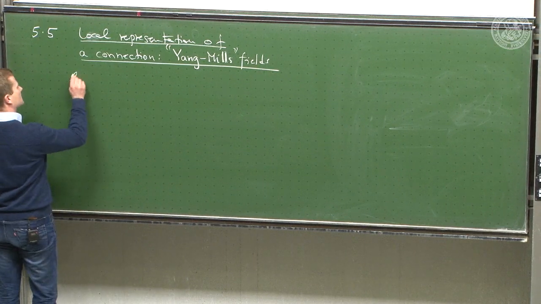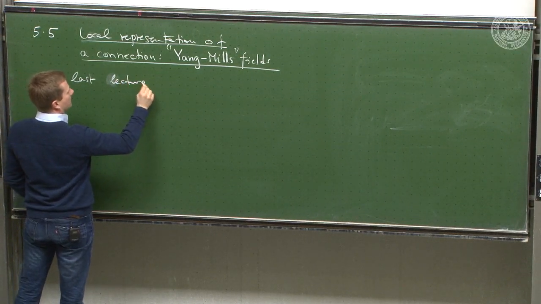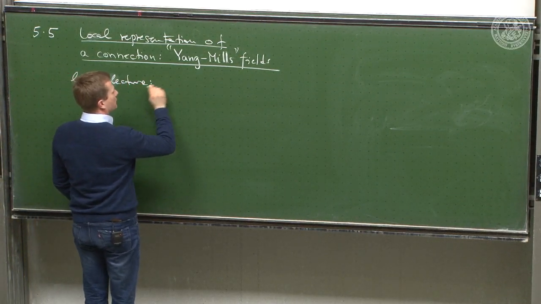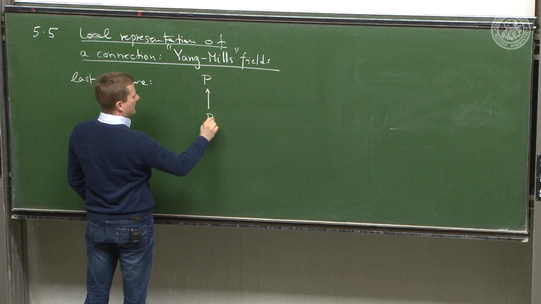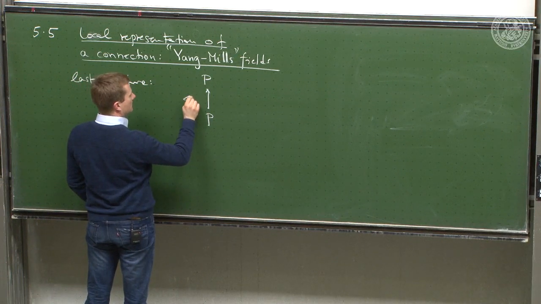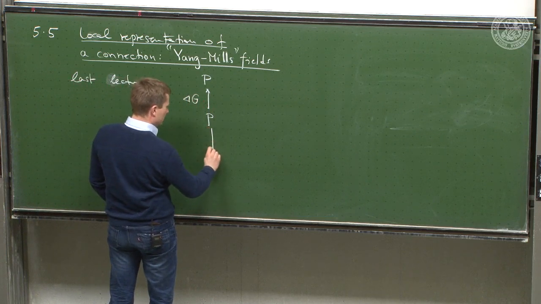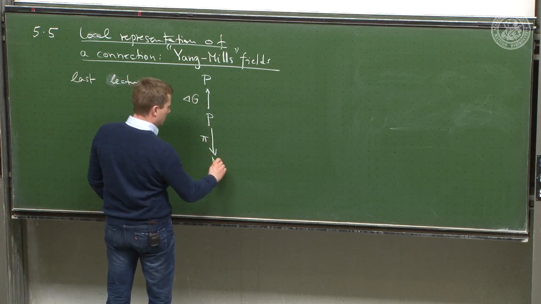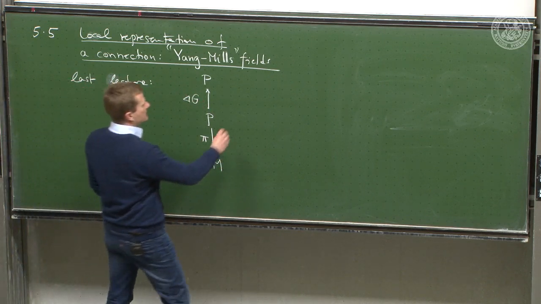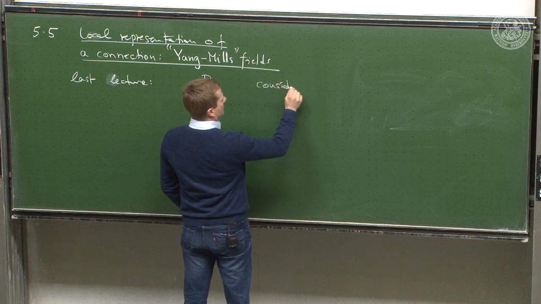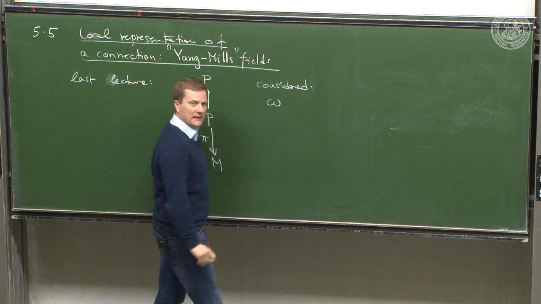So what was the situation? Let's recall that in the last lecture we considered a principal G bundle. So we had a principal bundle with total bundle space P, a right action by some Lie group G, a projection down to some base space. And on there we considered a connection in terms of a Lie algebra valued one form omega.